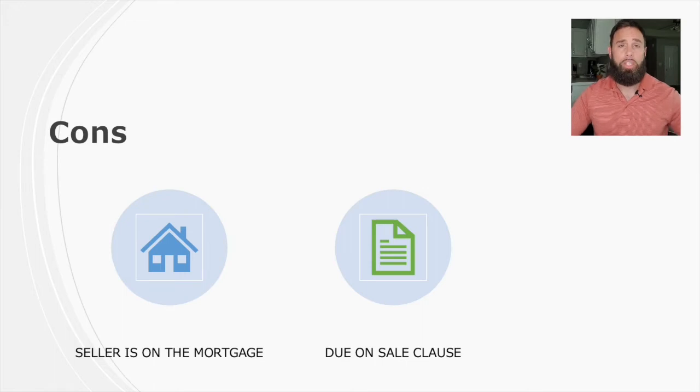And then you also have the due on sale clause. That's another negative. Now, what is the due on sale clause? The due on sale clause is in 99.9% of mortgages that I've ever seen. I've never seen one without it. Even my personal residence mortgage. What that means is that the bank can call your mortgage due in full whenever they feel like it.